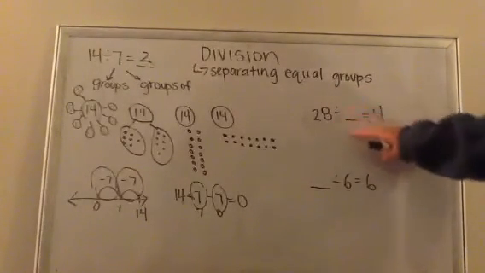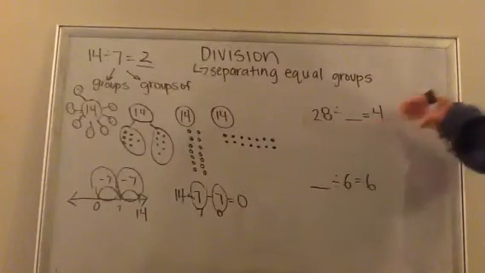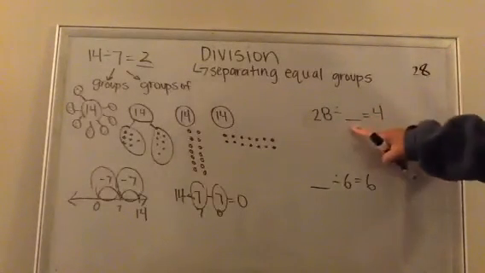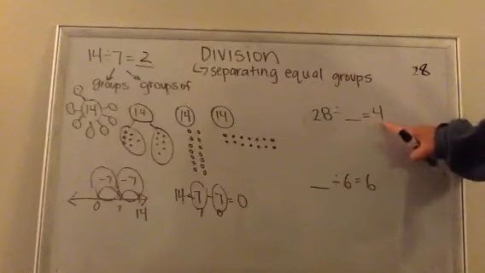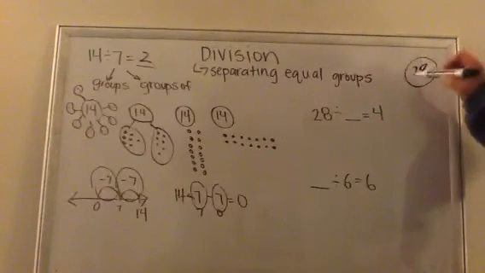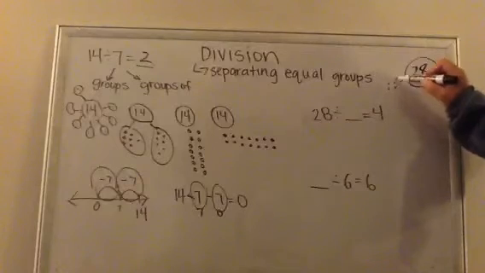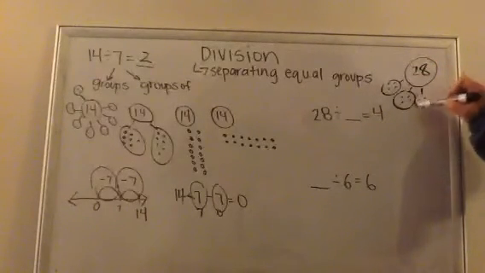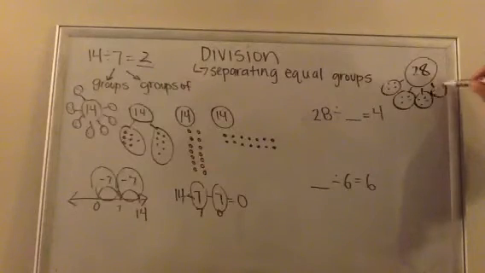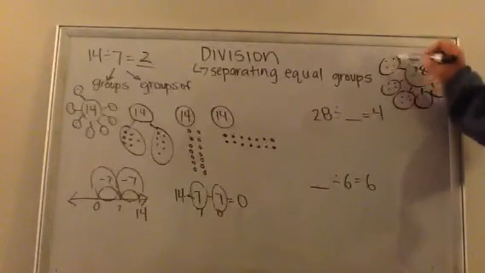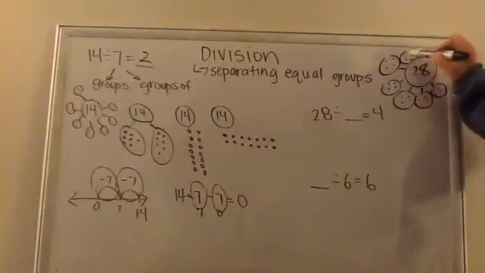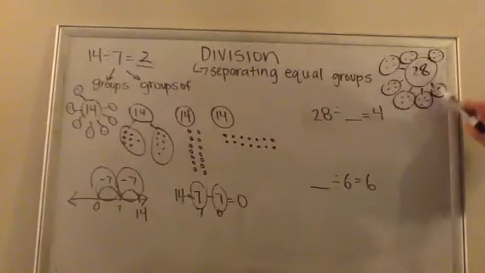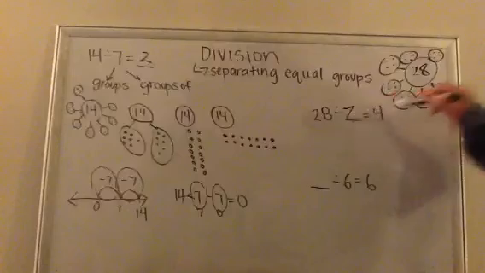Now, because this number can mean different things, I can solve this in different ways. So maybe I have 28 gummy bears, and I'm putting them into groups of 4. So I could do this. 1, 2, 3, 4, 5, 6, 7, 8, 9, 10, 11, 12, 13, 14, 15, 16, 17, 18, 19, 20, 21, 22, 23, 24, 25, 26, 27, 28. So I made 7 groups of 4.